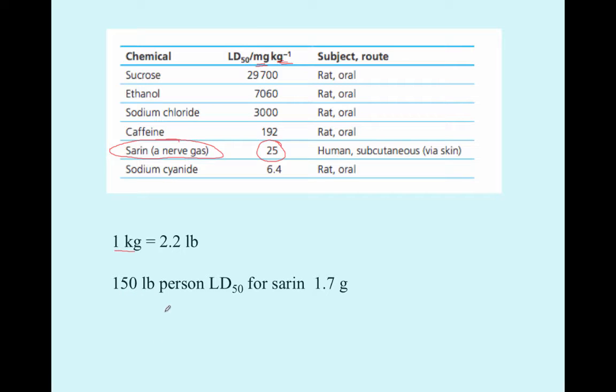for a 150-pound person? Well, you would take your 25 milligrams per kilogram, and then you have your 1 kilogram for every 2.2 pounds, and you're going to multiply that by your 150-pound person. And this is where you get the 1.7 grams is the lethal dose for 50% of a population of 150-pound people.